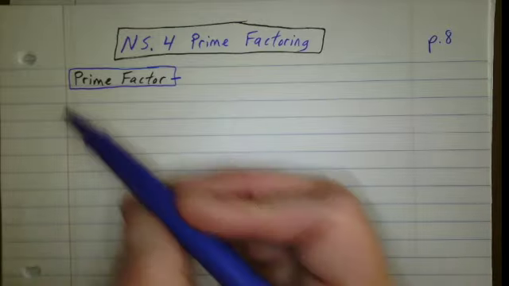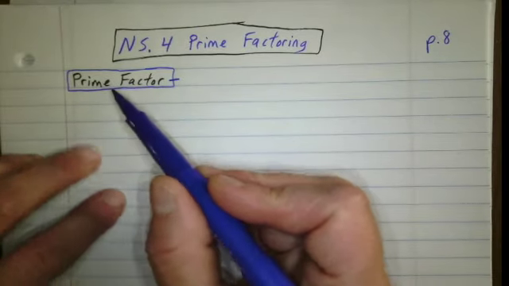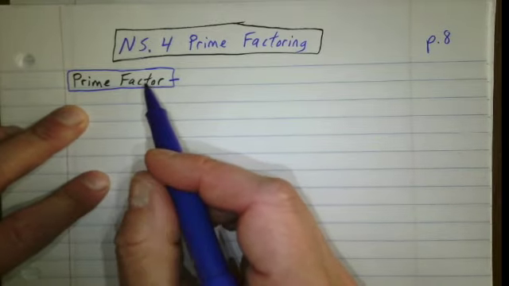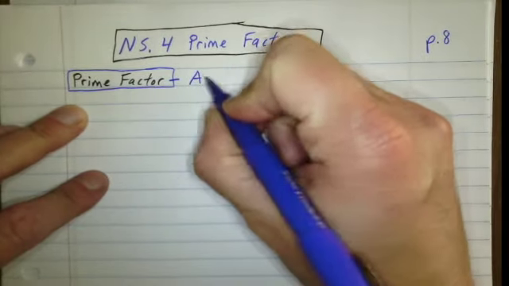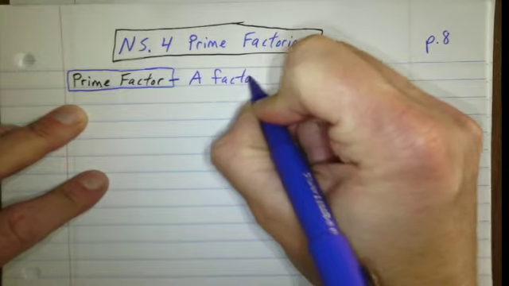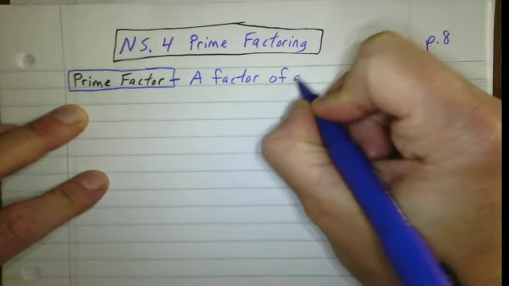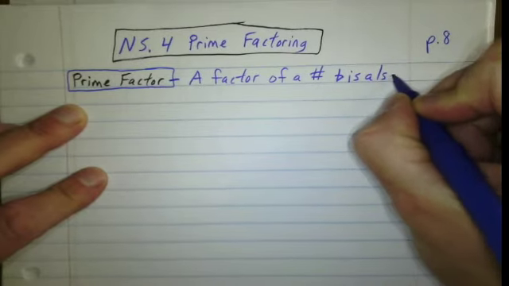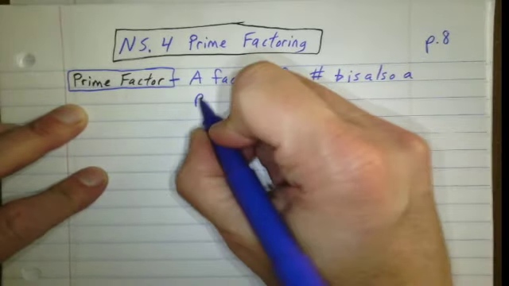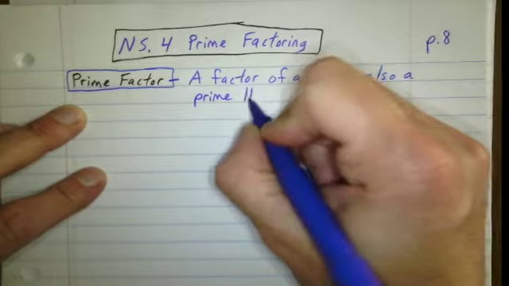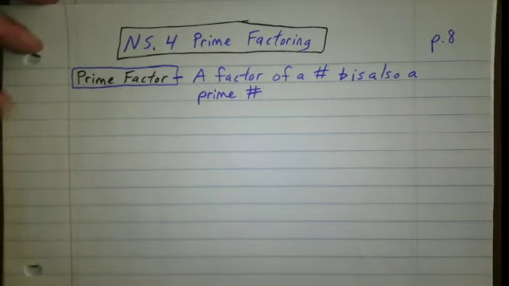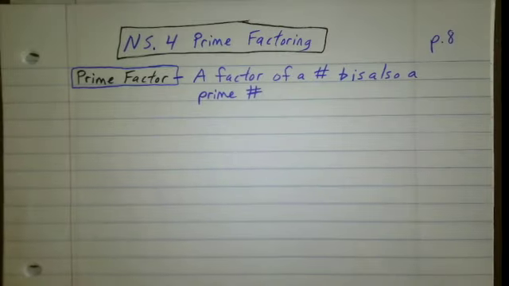So what do you think a prime factor is? Well, it's basically a prime number that's also a factor of whatever number you're trying to find. So it is a factor of a number and is also a prime number. So it has to be a factor, which means you could multiply it to equal a number, and it also has to be a prime number.